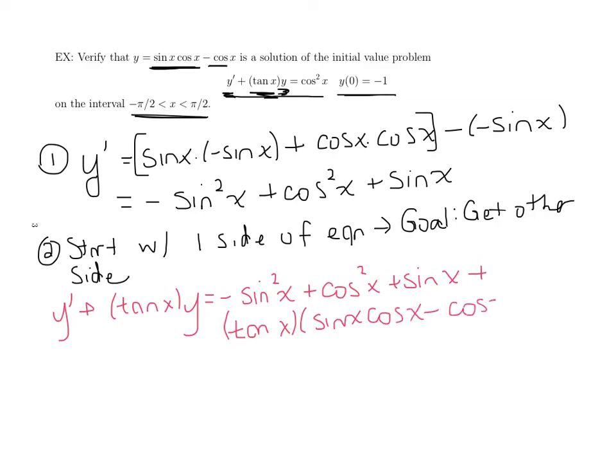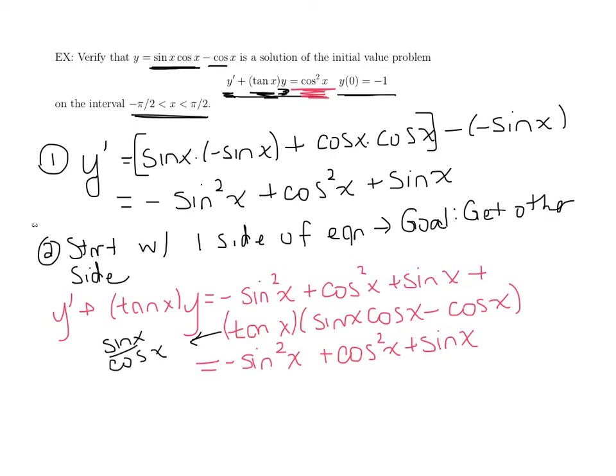minus cosine of x. So now it's just a major algebraic simplification. Our goal is to get that it's equal to cosine squared. So it looks like we're going to need a few more steps here for sure. So let's see. This first part, we don't have any simplification to do there. Negative sine squared plus cosine squared plus sine of x. And then I think one way to think about this is to keep in mind that tangent is sine of x over cosine of x.